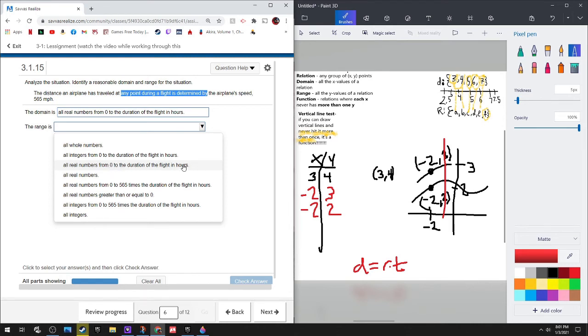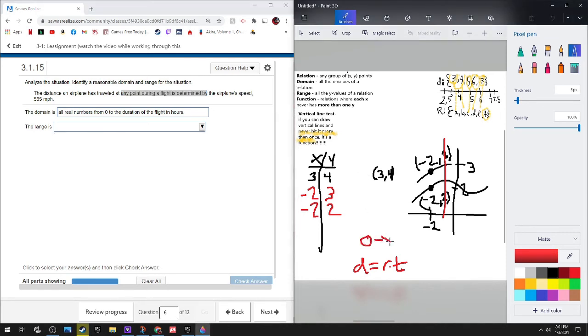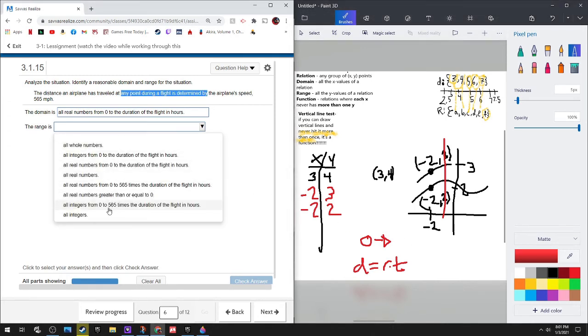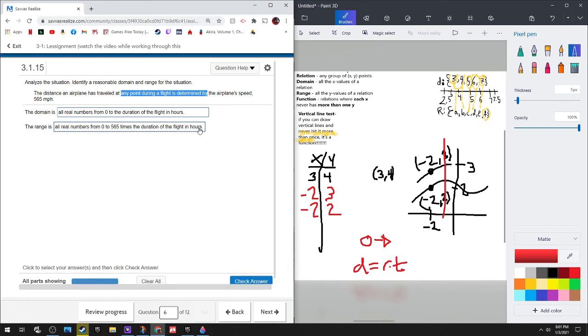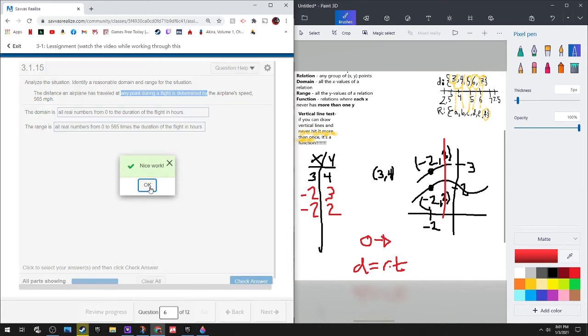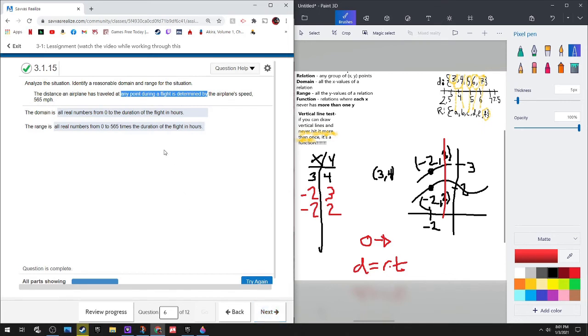Range, well, if I drive for 5 hours, that doesn't mean that I went 5 miles. So we could say that the range is going to be 0 to how far the plane goes, right? So if I went 5 hours, well, I went 565 miles an hour, so it's going to be 565 times 5. So however long the flight is, we'll do that times 5.